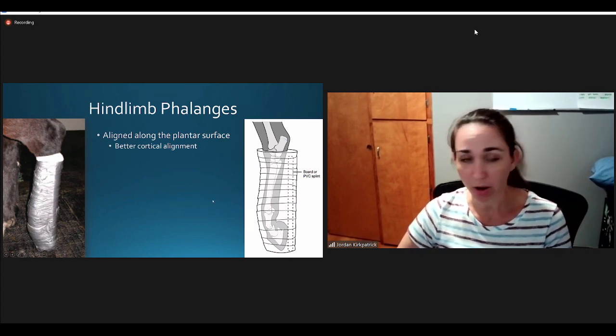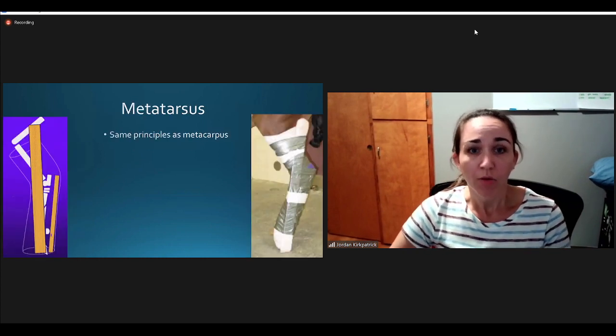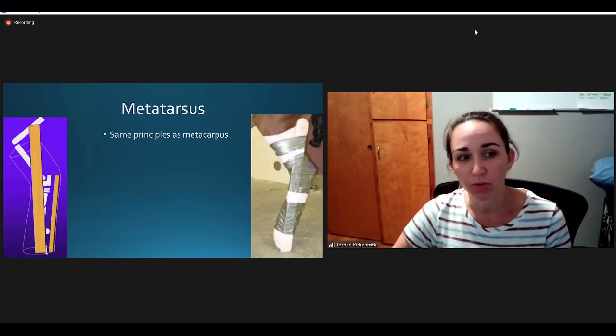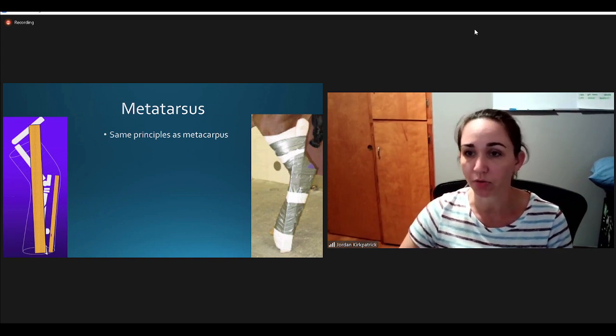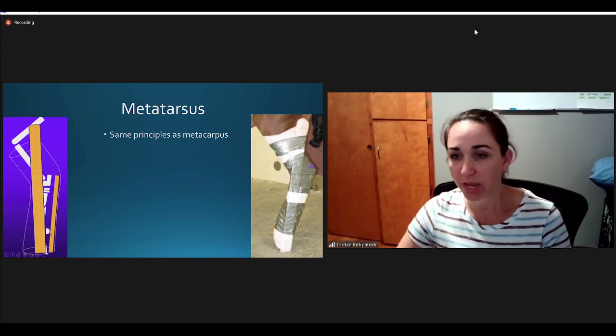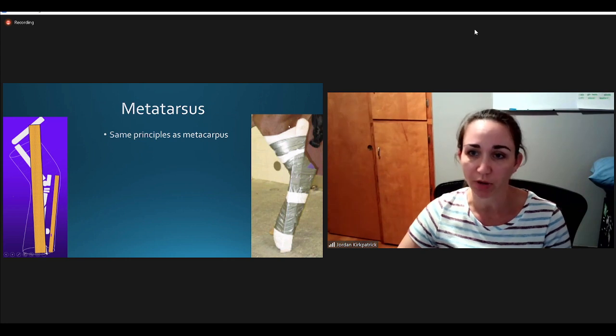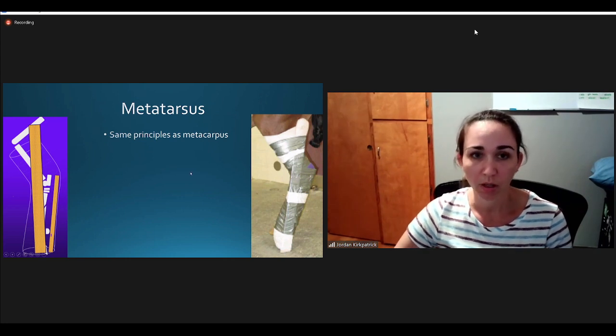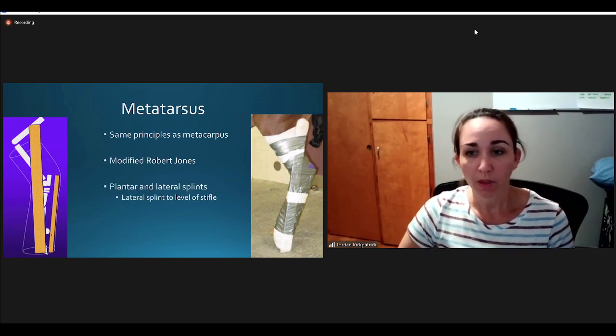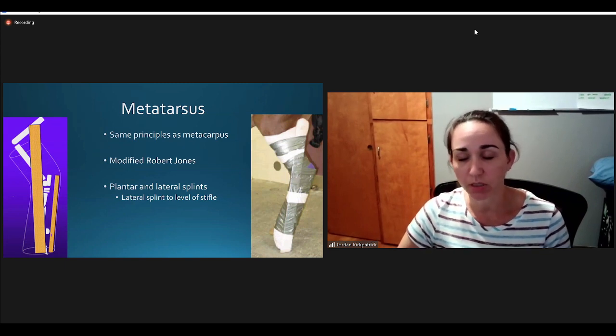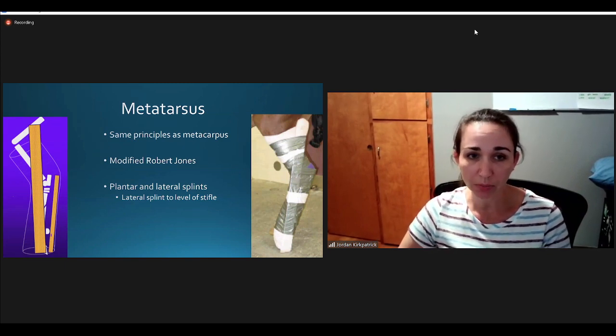just to have the best alignment possible. For the metatarsus, it's the same principle as the metacarpus, so trying to stabilize the joint above and below the fracture. Because of the angle of the hind limb, you're going to have a splint from the heel up to the calcaneus, and then a lateral splint from the ground up to the stifle. Again, it's that same principle to stabilize the joints above and below.